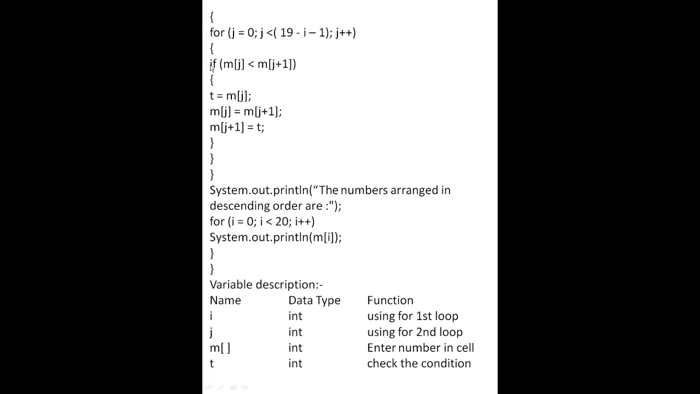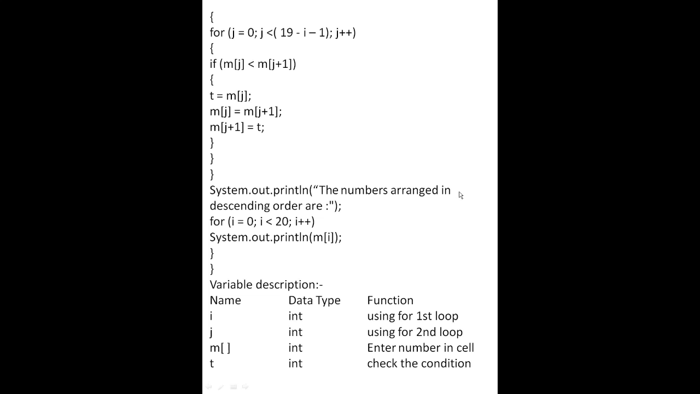Otherwise all are the same. The condition: in ascending order, if mj is greater than mj plus 1, but in descending order, mj less than mj plus 1. Remember this is the descending order condition. Then curly bracket start, then t is equal to mj, same way mj is equal to mj plus 1. If both are same, t is equal to mj plus 1, means mj plus 1 is equal to t. Then 3 times curly bracket will be closed here.